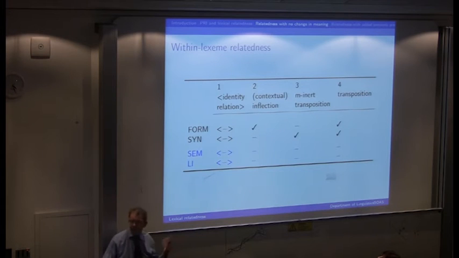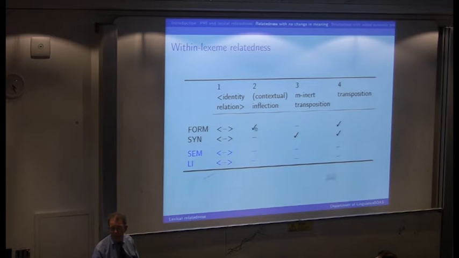And there they are. One of them is really trivial. You have to mention it, but because it's there, it's the identity relation. So every lexeme is identical to itself. It's a form of relatedness. We have to mention it because if we don't, then mathematicians get annoyed.